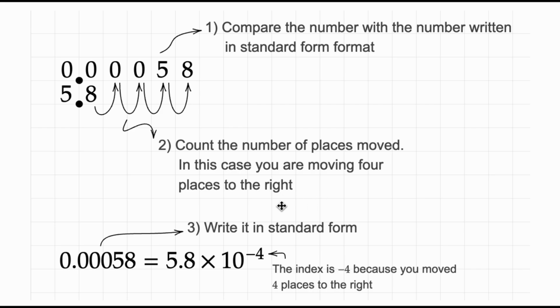And lastly, you write this in standard form. So 0.00058 is the same as 5.8 times 10 to the minus 4. So the index is negative because we're moving to the right, not left. So we're getting smaller or dividing. And it's a 4 because we're moving 4 places.